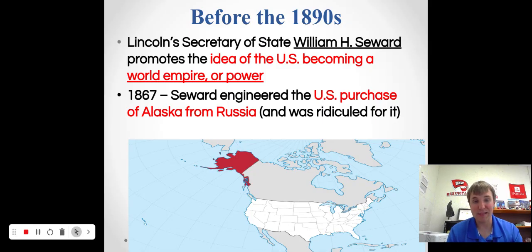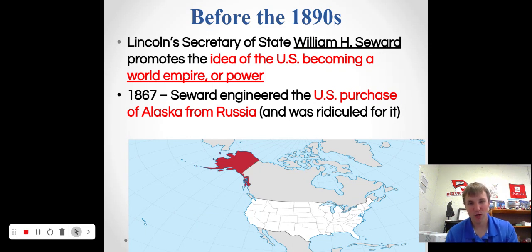In 1867, in fact, Seward, who at one point was Lincoln's Secretary of State, decided he was serving under a different president at this point. He led the United States purchase of Alaska, which is where my mouse is pointing now. Now think about it. He was ridiculed or mocked for this. Why do you think he was ridiculed or mocked for this purchase of Alaska? Why do you think many people thought that this was a poor purchase at the time?